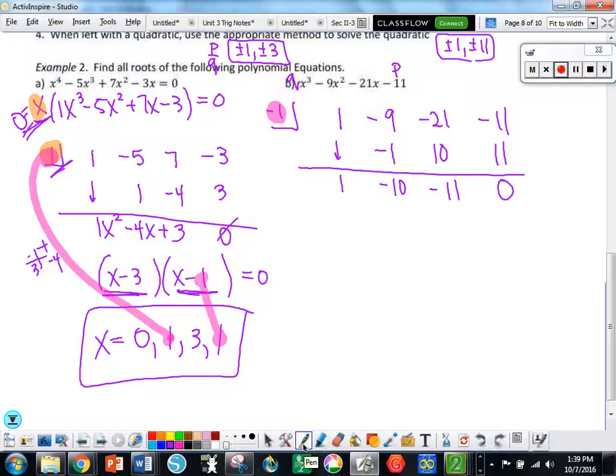Now I heard 11 worked. So we could use the synthetic division again, or we could do the factoring. What do you want? Factoring. Okay, so if I factor, this is x squared minus 10x minus 11, right? How does that factor? It needs to multiply to negative 11 and add to negative 10. So that would be negative 11 and 1.